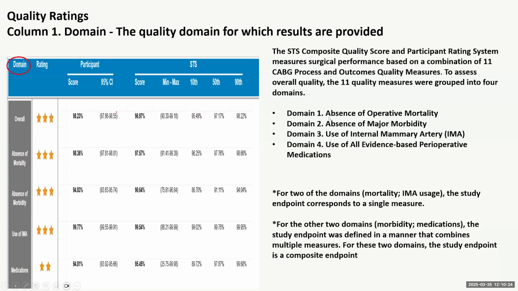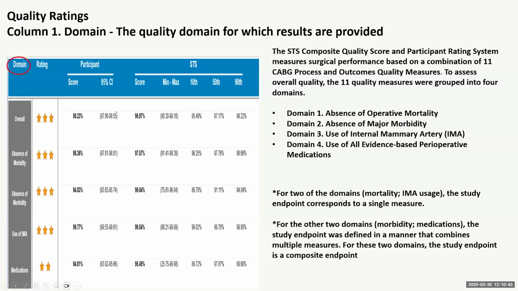So domain 1 is absence of operative mortality. Domain 2 is absence of major morbidity. Domain 3 is the use of the internal mammary artery. And domain 4 is the use of all evidence-based perioperative medications.